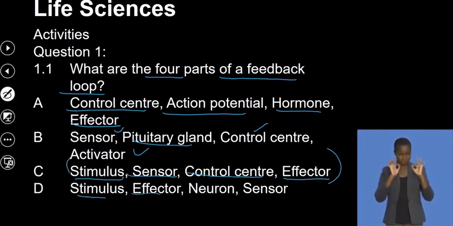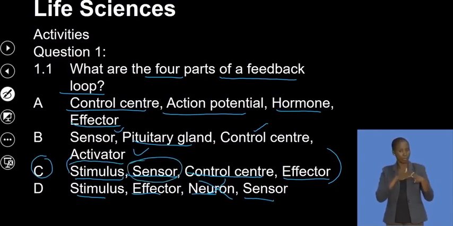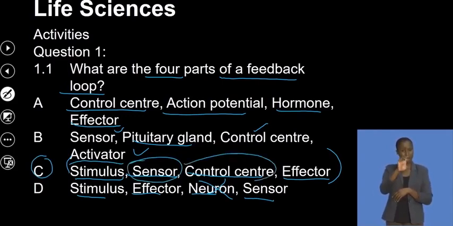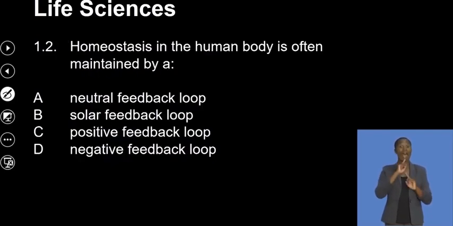Stimulus, effector, neurons, because those are in the nervous system, and the sensor. So if you look at all of the others, it's C. And the reason why it's C is because we know that it starts with the stimulus, you have a sensor that picks up the stimulus, you have a control center that processes that stimuli, and then an effector that brings about the change. So the correct answer there is C.